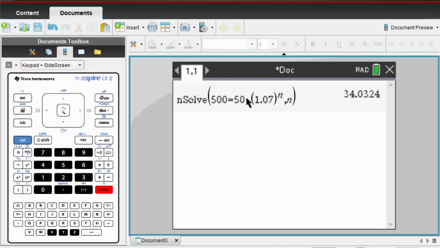34.0324. If you find with some of these questions in nsolve it's not working, you may need to do some rearranging of the equation first, and then it will work. You might find that if you're trying to find the rate with compound interest, but I would just then recommend going to the financial solver. And that is the end of the sequences and series topic for Year 10.